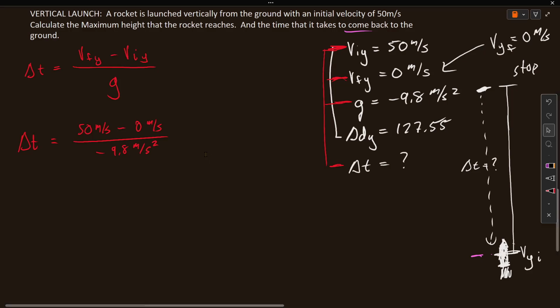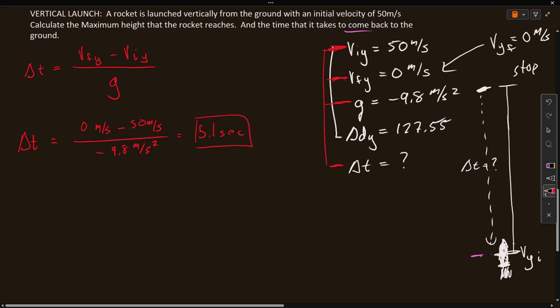Oh shoot, I actually messed this up. Give me a minute. I flipped my velocities, because this is 0 and this is 50. Yeah, because my initial is 50 and my final is 0. That's good, because now the negatives cancel, leaving me about 5 seconds. I think it's about 5.1 seconds.